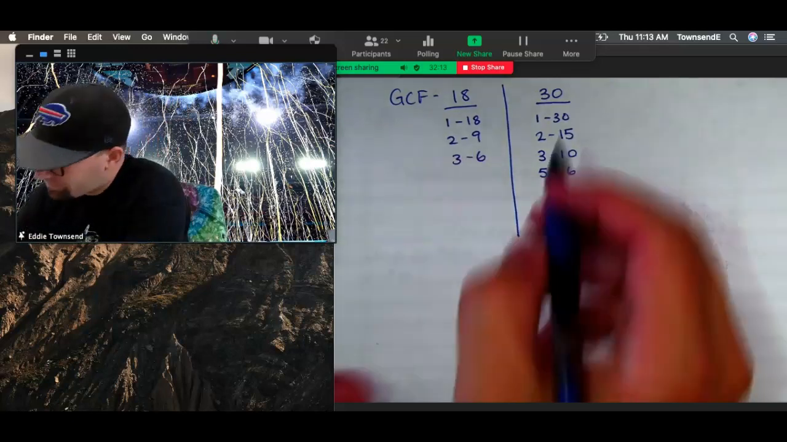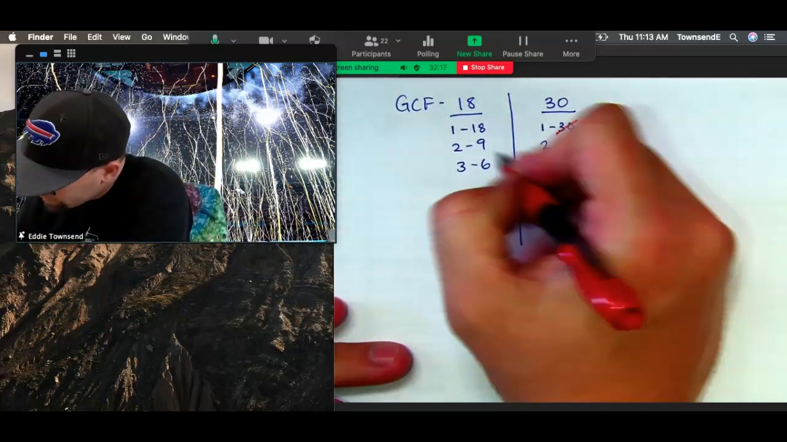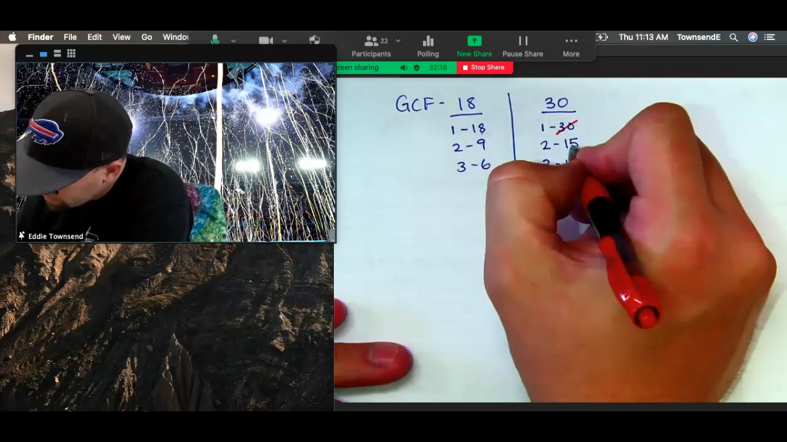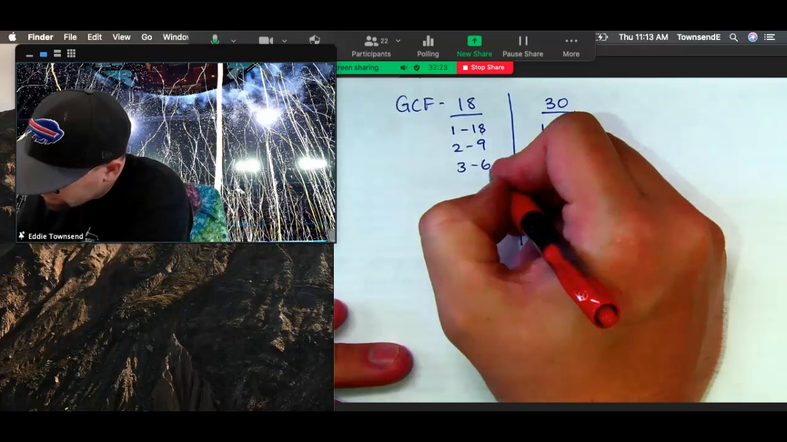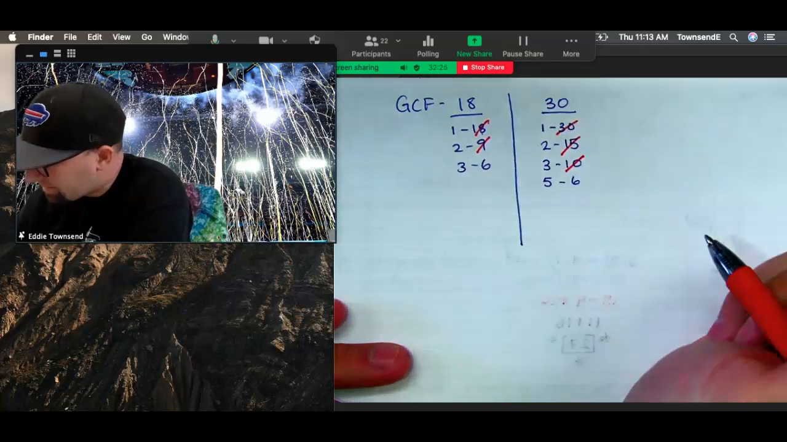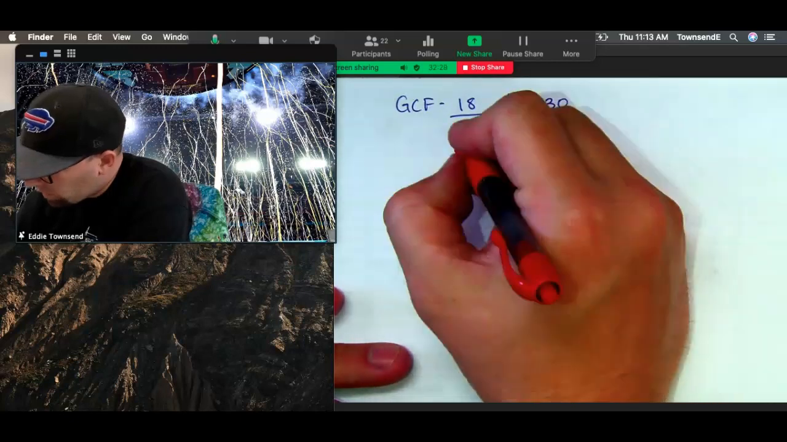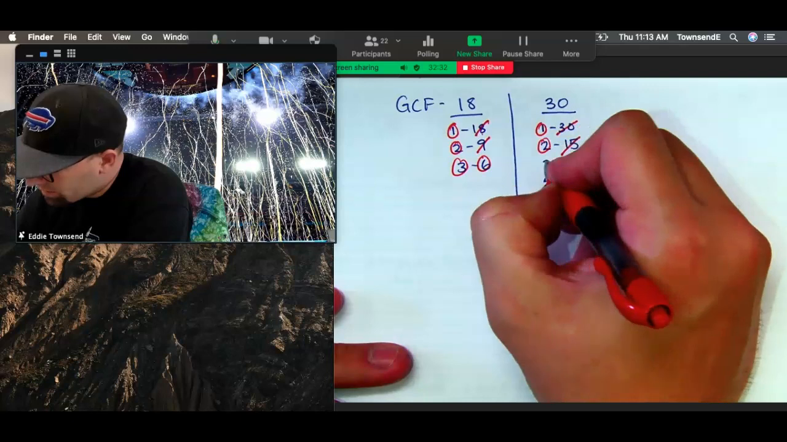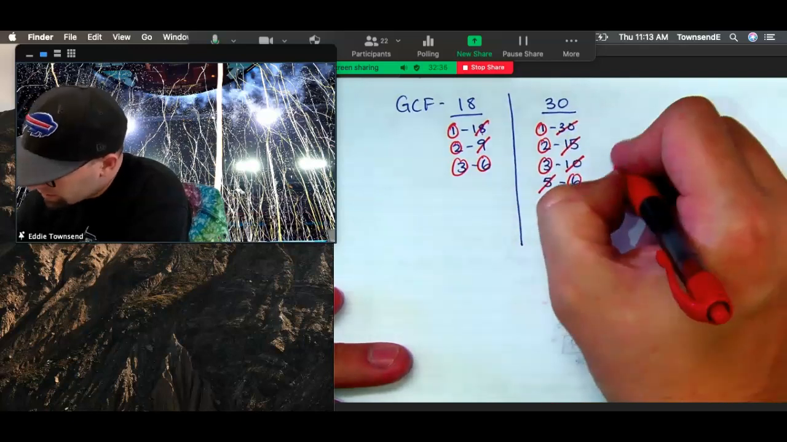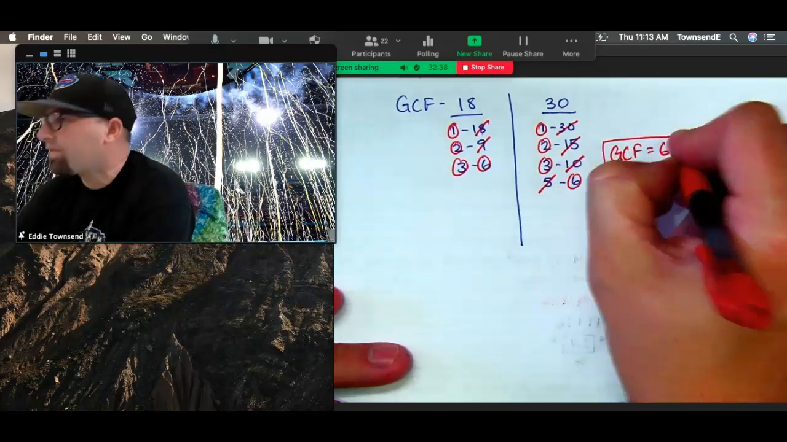Okay, so here it is. We find the common factors. Well, 30 is not a common factor because it's not over here. 15, not a common factor, it's not over here. 10, not a common factor, it's not over here. So 9 and 18 aren't either. 5 is not. So we've got 1, 2, 3, 6. So our greatest common factor equals 6. Right there.